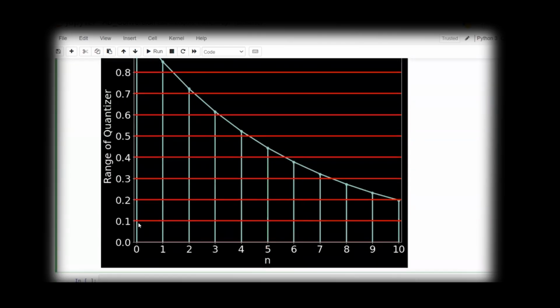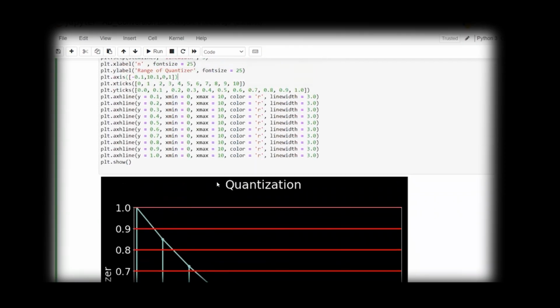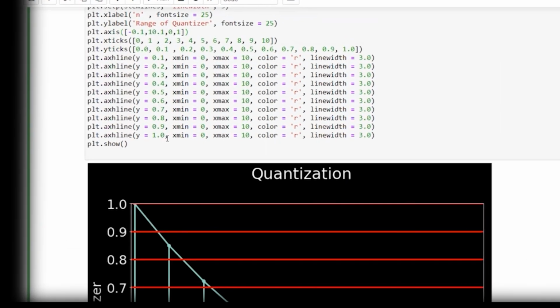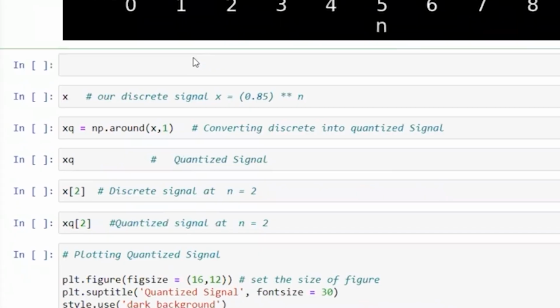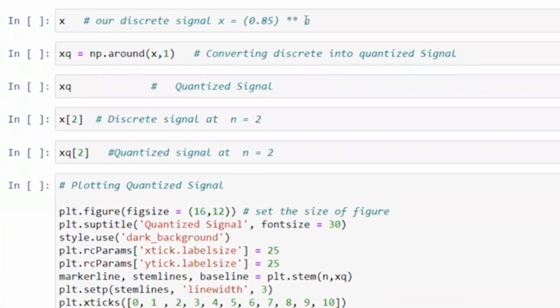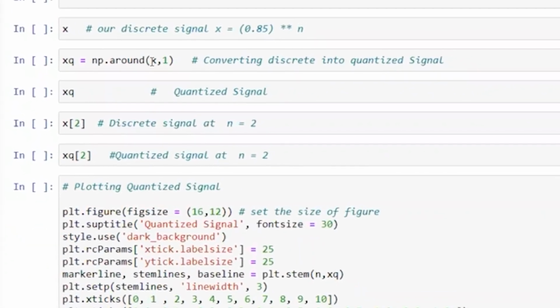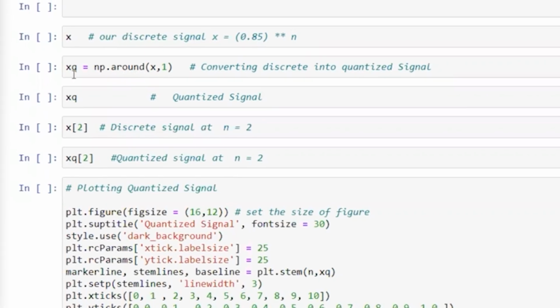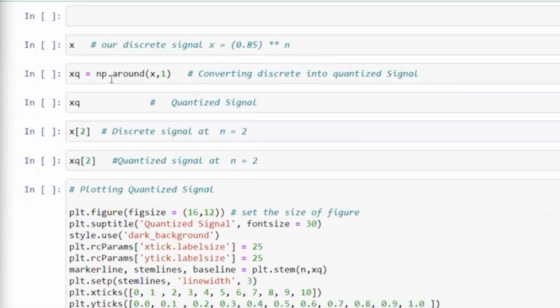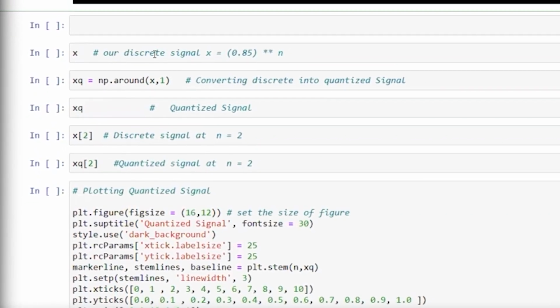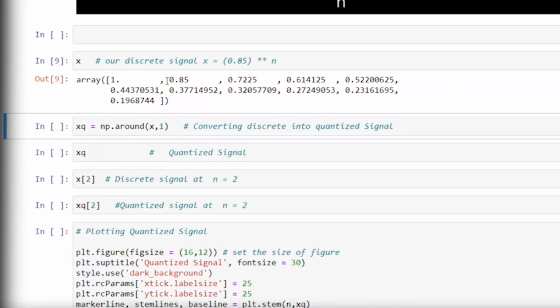So we have defined it as starting from 0 and extending to 10 on the x-axis, while its y value remains fixed at 0.1. Similarly, the second quantization level is at y equals 0.2, the next one at 0.3, and so on. The color of these lines is red, and they all span the same x-axis range from 0 to 10, but their y-axis values differ according to their quantization level.